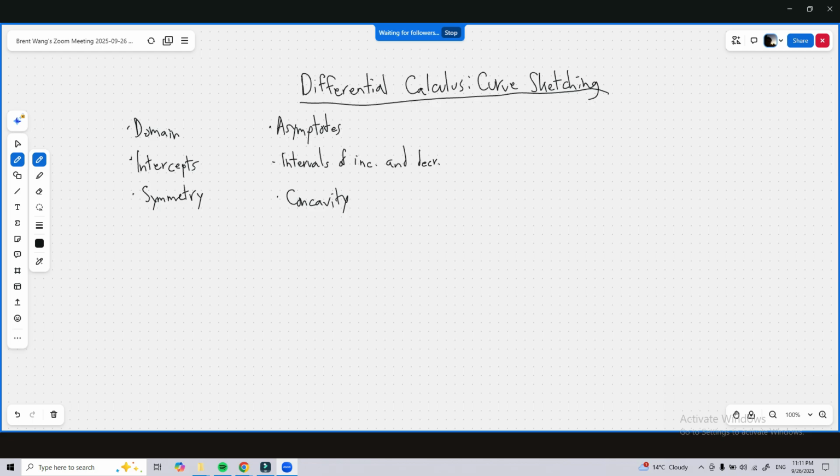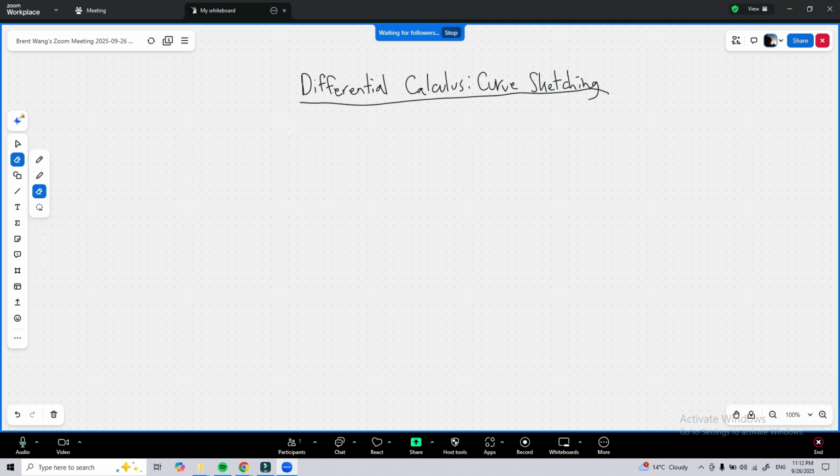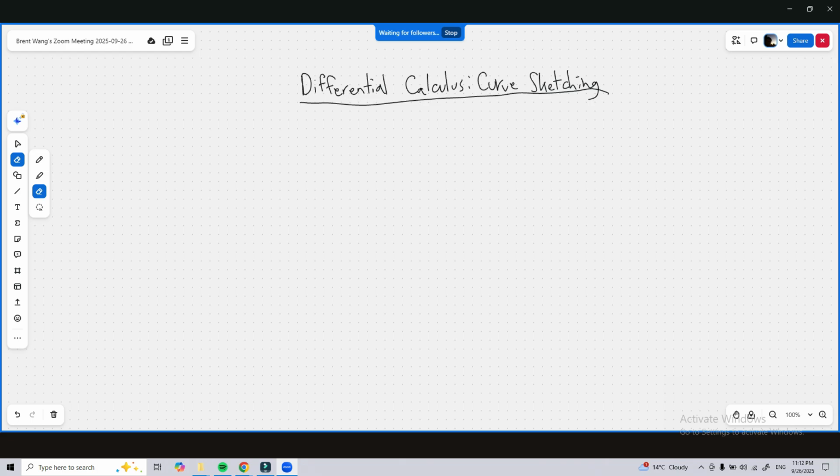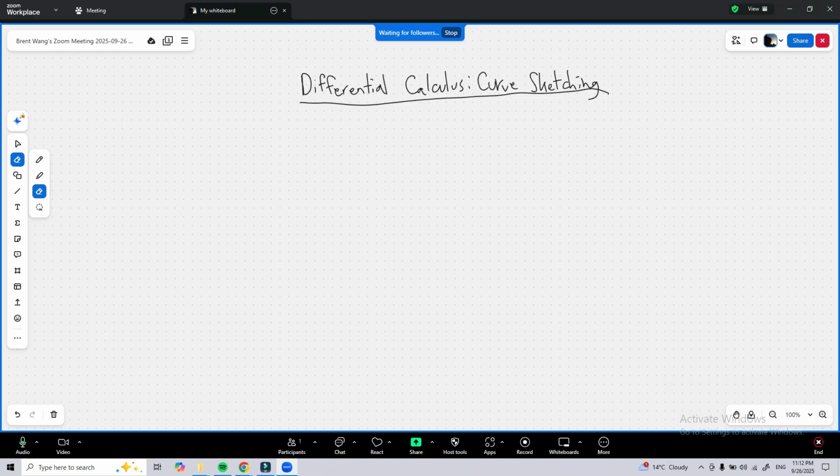If you don't understand everything right now, don't worry. I'm going to explain each one of these 6 things in more detail. So I'm going to skip domain and intercepts because they're really easy to understand. The domain, where does the function exist? Where is f not continuous? Intercepts, x and y intercepts, really simple. So let's skip to number 3, symmetry.